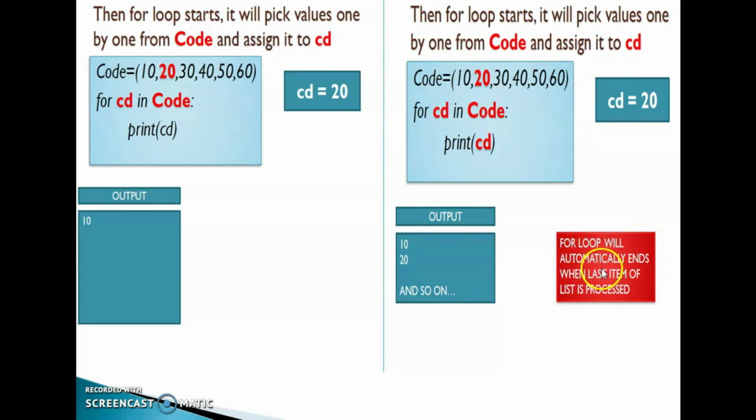For loop will automatically end when the last item of list or tuple is processed. No need to specify the false conditions here. Okay.